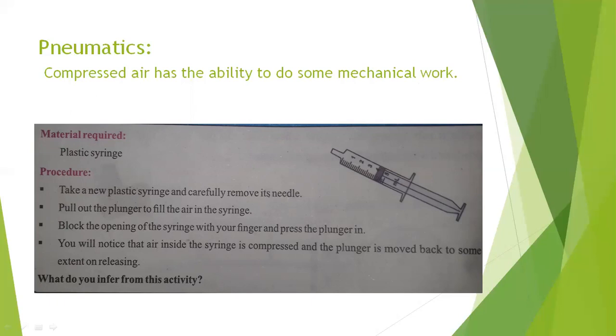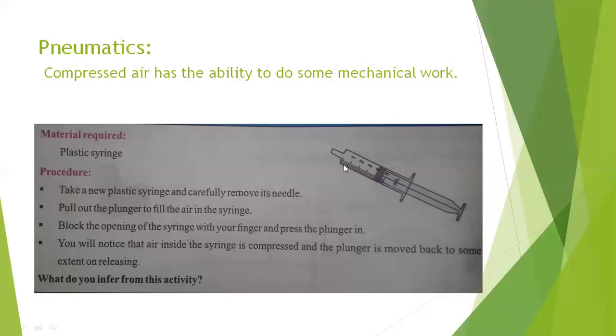Come to the activity. Just consider, if you have a plastic syringe, well and good. If you don't have, then just consider one. It must be a new one, it must not be a used one. Take a new plastic syringe and carefully remove its needle and throw it. Now, please see the cursor of my mouse. This is the syringe, and this particular part of the syringe is known as the plunger. This is the opening from where we have removed the needle. Then we have pulled out the plunger.